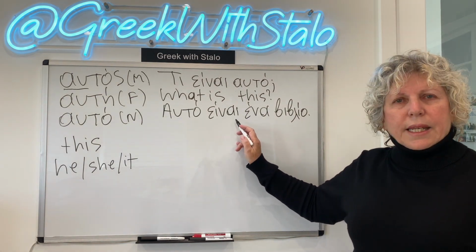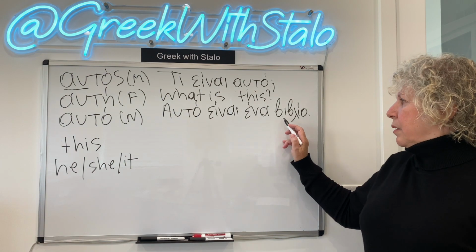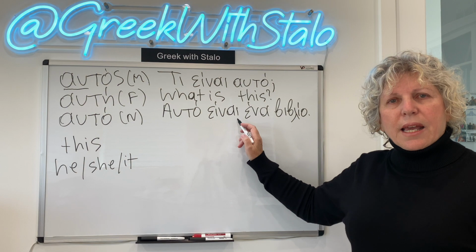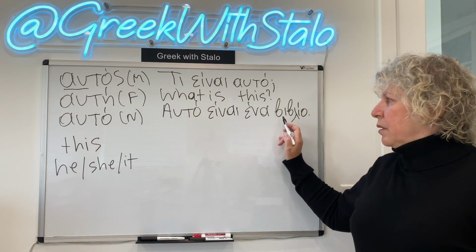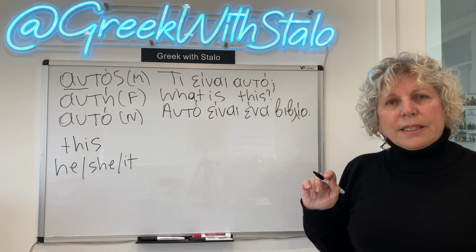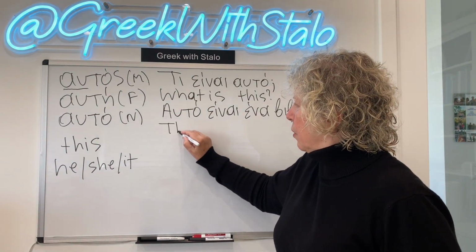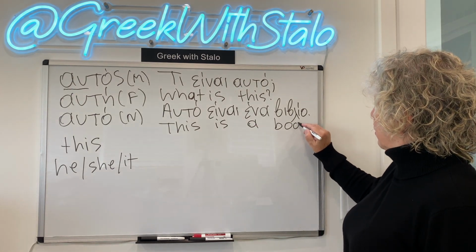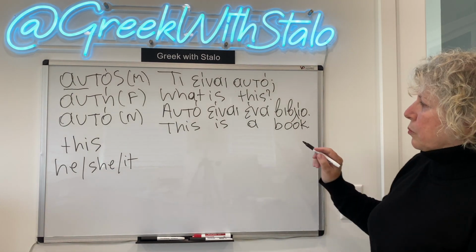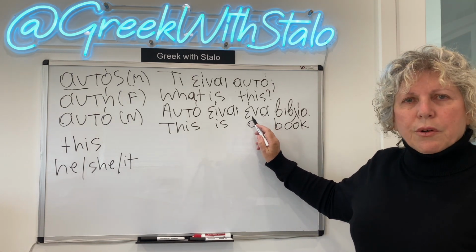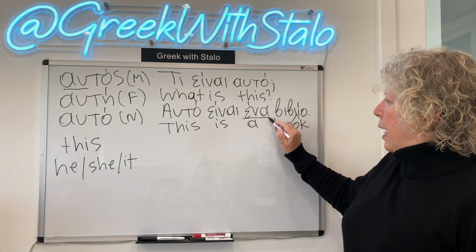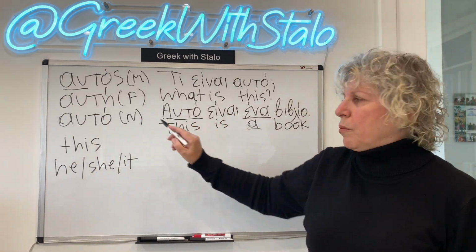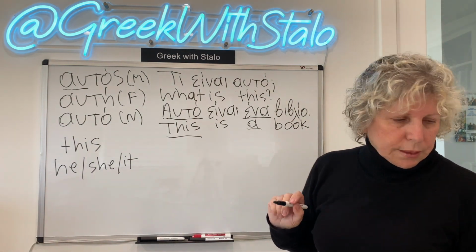Αυτό είναι ένα βιβλίο. This is a book. So you notice here also the indefinite article ένα, and αυτό, the neuter form, which means "this".